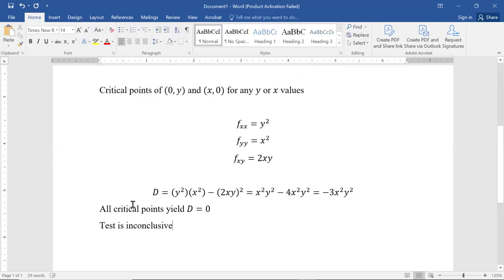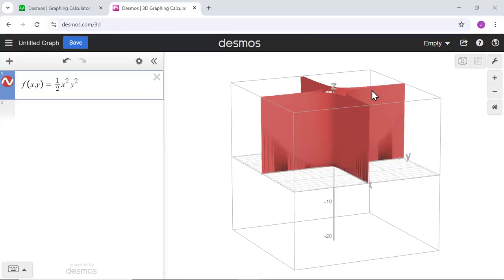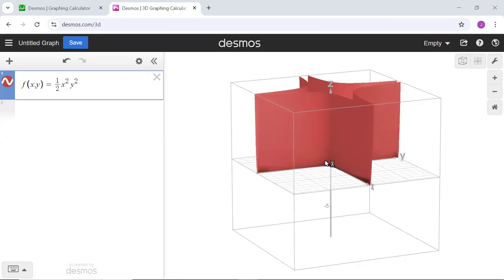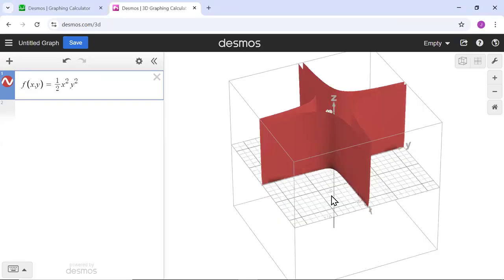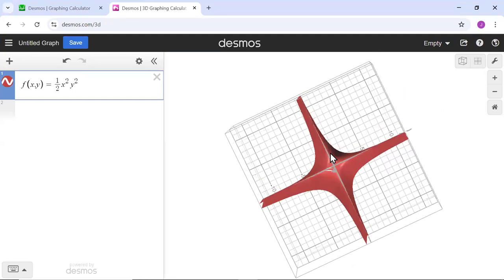Now we could try to look at the actual graph. And so let's go ahead and do that. We'll look at the graph of the function. So when we have this function, I've graphed it here in red. We'll zoom in just a little bit. So here's what it looks like from above. It kind of looks like a cross section.